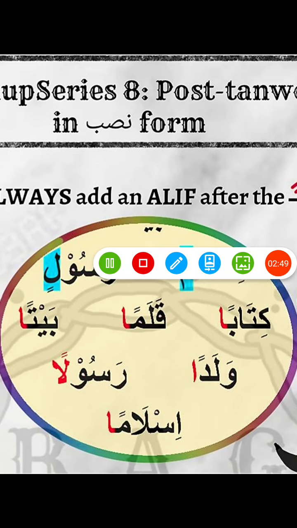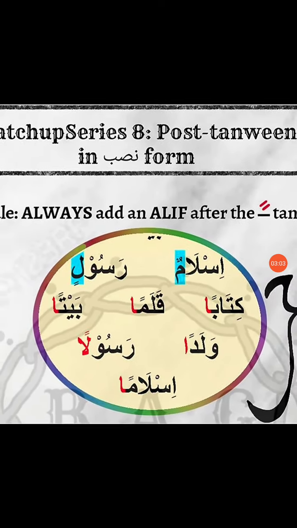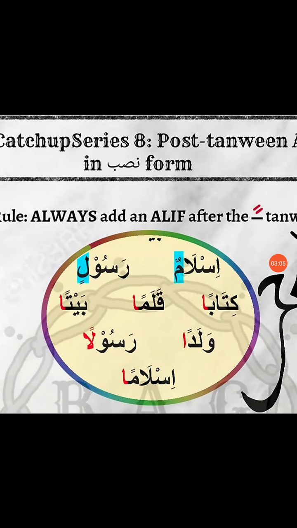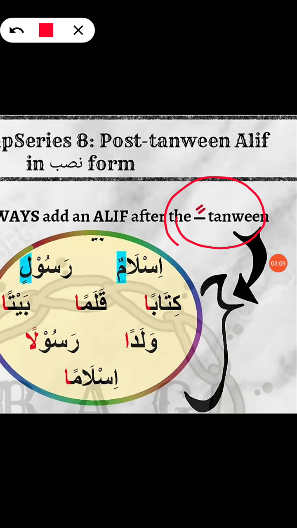Similarly, we have the word baitan. Notice how we have the post-tanween alif here. In the word waladan, of course, we are going to have this post-tanween alif, in the word rasulan, islaman. So that is what you need to take care of. This is our rule, that you always have to add an alif after the nasab tanween. That's what you need to remember.